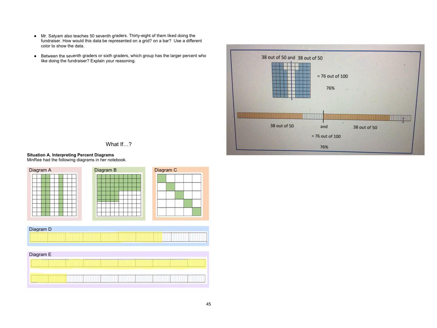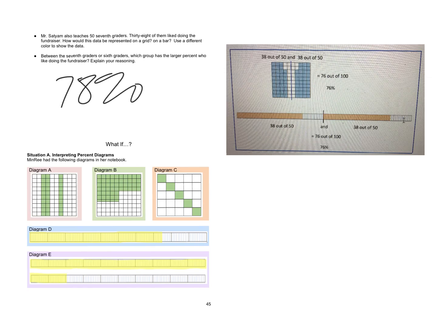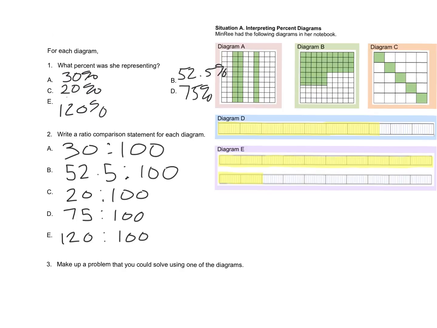Okay, so then it tells us that he also teaches 7th graders, and 38 of them like doing the fundraisers. So on the graph here, it shows 38 of 50 for 2 sections because it's got to be out of 100. 38 and 38 is 76, so it would be 76%. And then the same thing is being shown here on the bar graph. And then it says between the 7th graders or 6th graders, which group had the larger percent who liked doing the fundraiser? Well, 7th grade was 76%, and if you recall, the 6th graders were 78%, so 6th graders was greater.